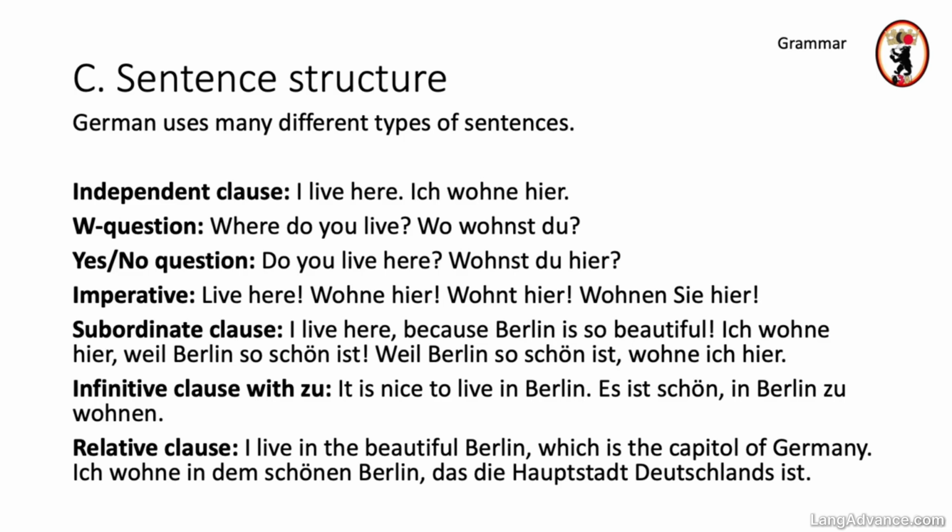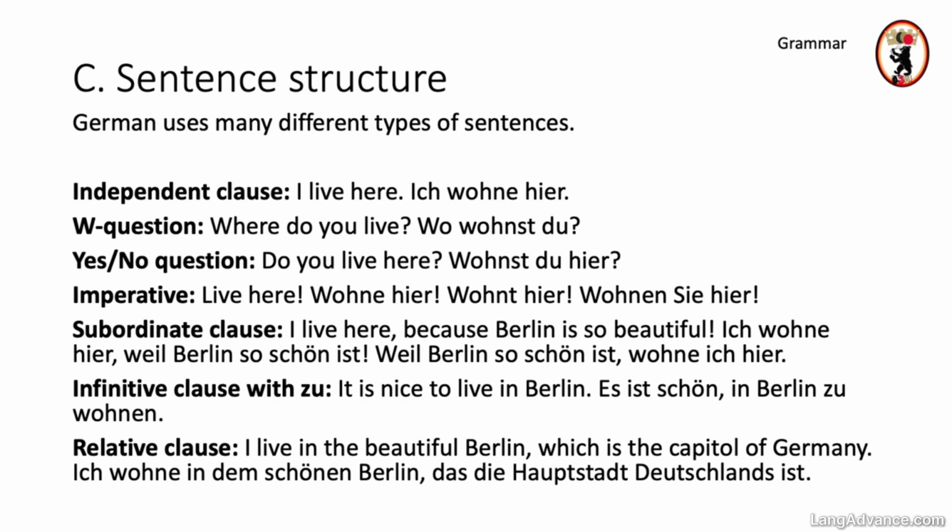Now we will look at German sentences. German uses a wide variety of sentence structures, many more than English does. And why is that? It always comes back to flexibility. A well-spoken German uses many different words, cases, and sentence structures. Here you can see all the different types of sentences German has to offer.